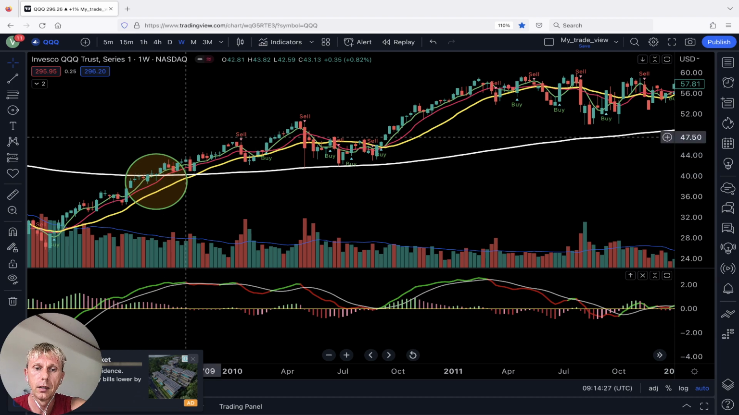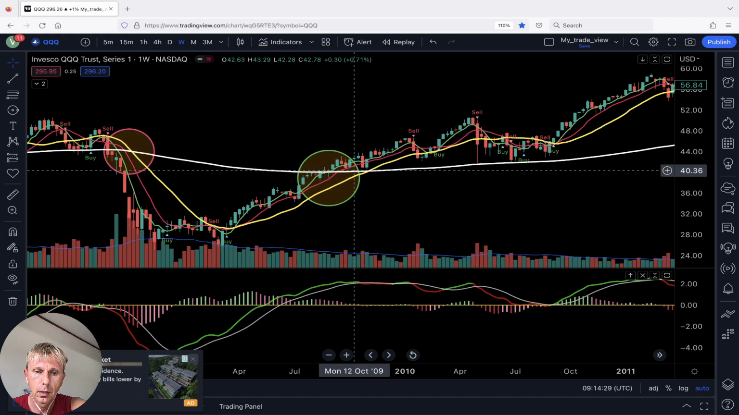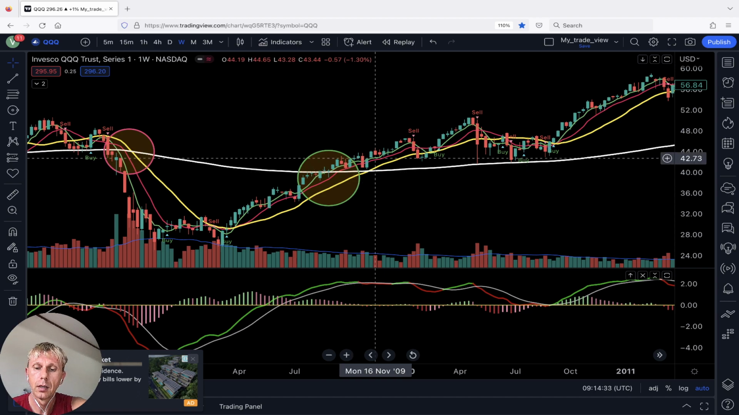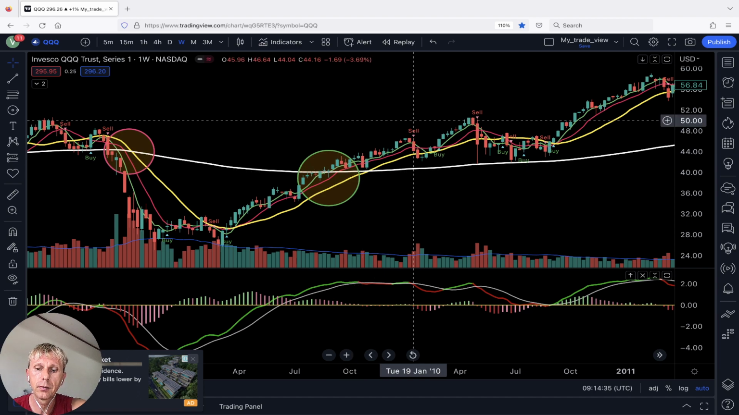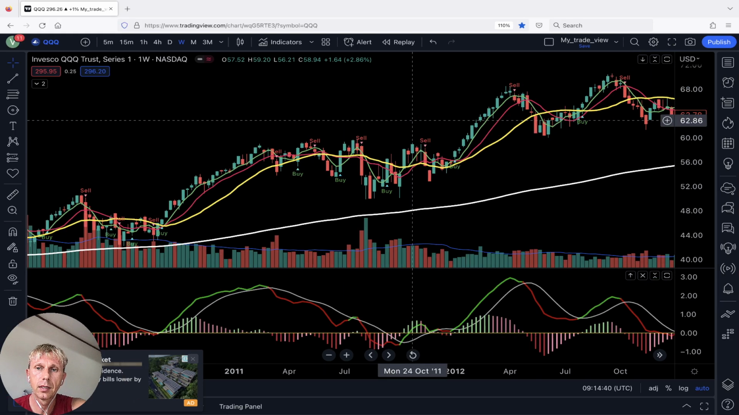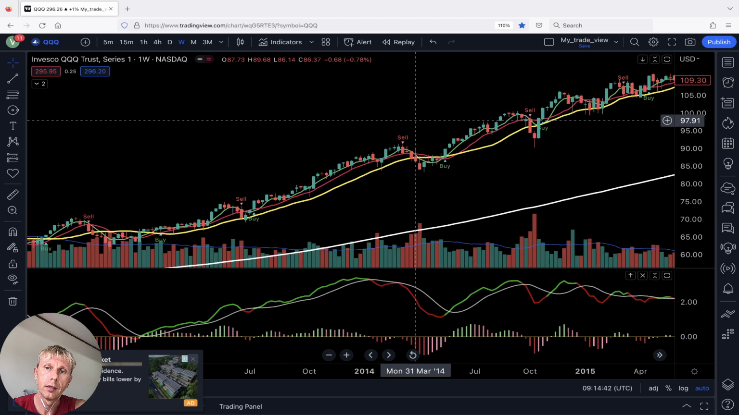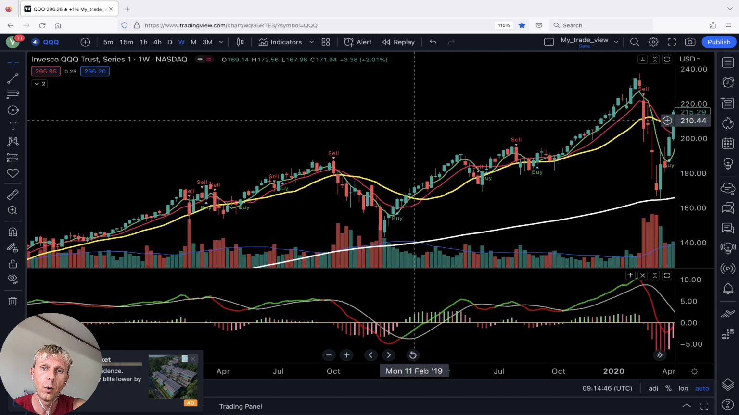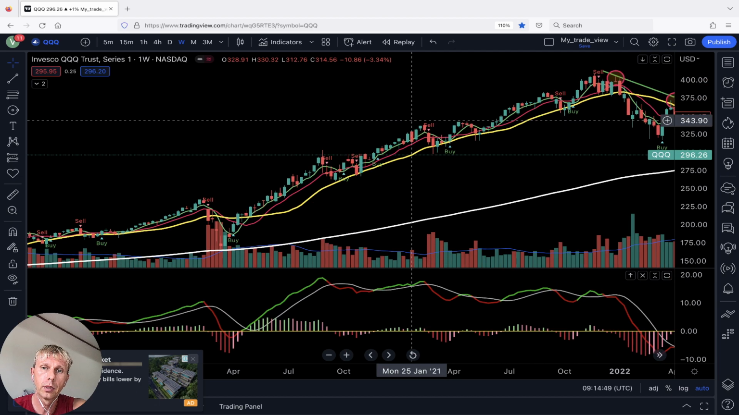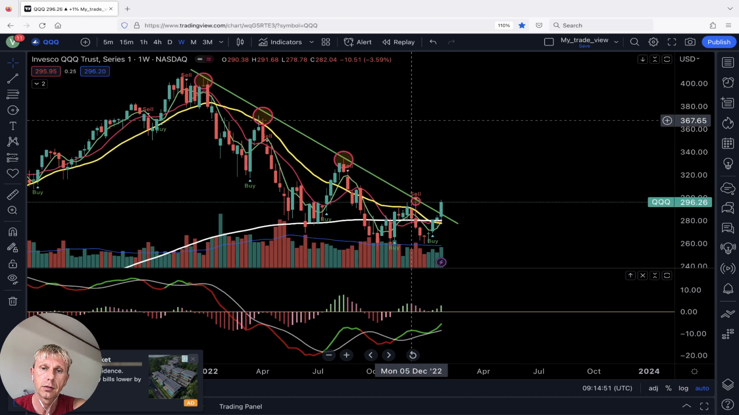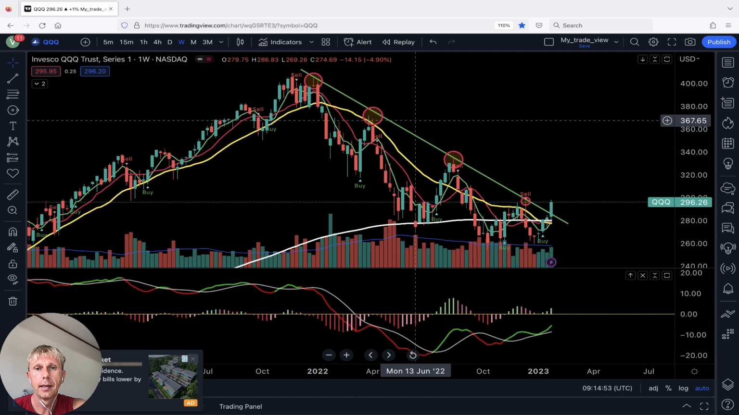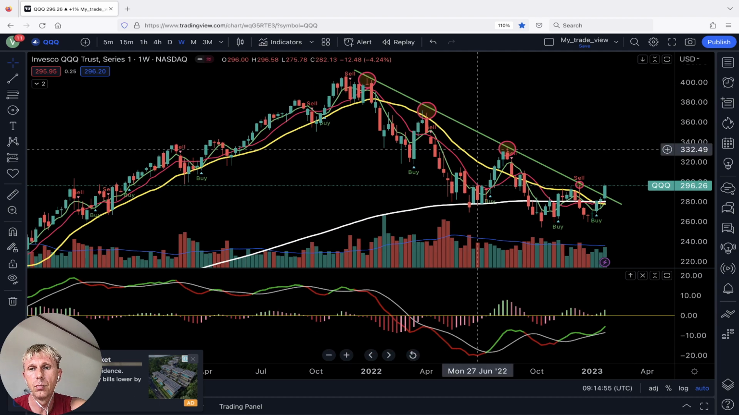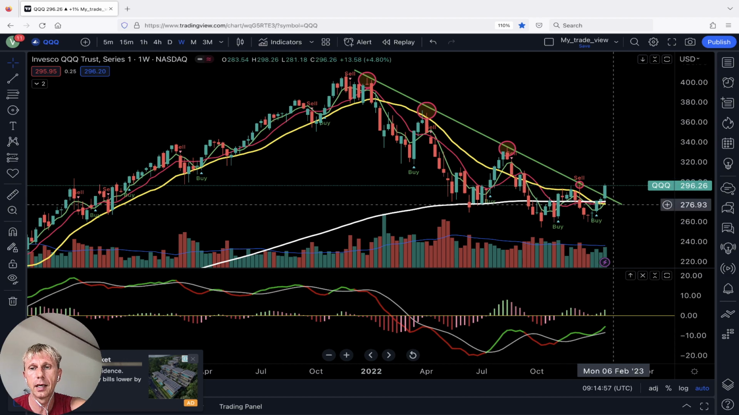In 2009, October 2009, a year later, it did bullish crossover. And after that, look at that, it never did bearish crossover. The yellow line was always above MA200, above the white line. Look at that. Bullish trend for 14 years. 14 years later, MA20 yellow line did bearish crossover again.